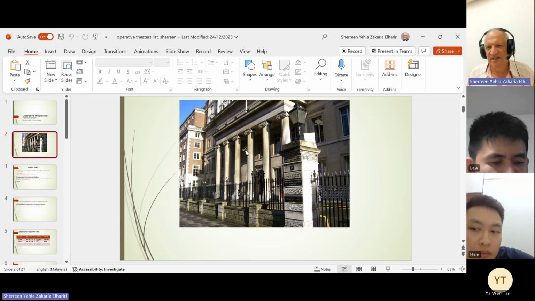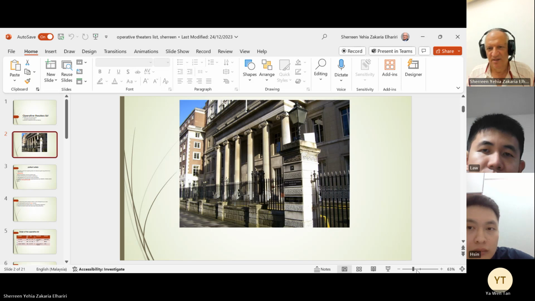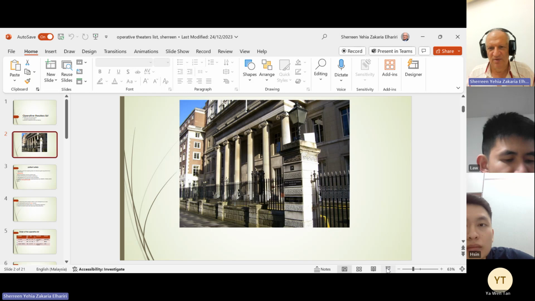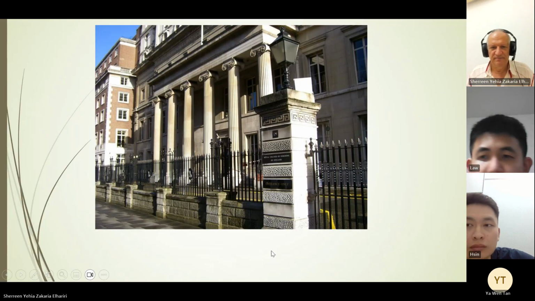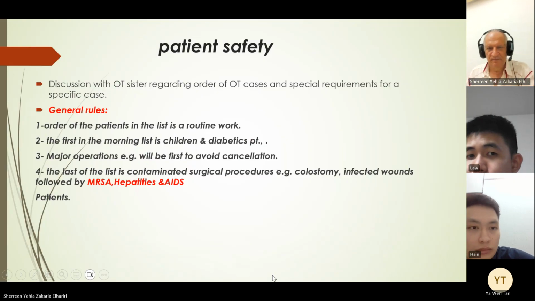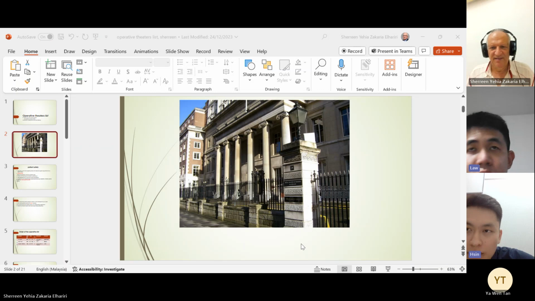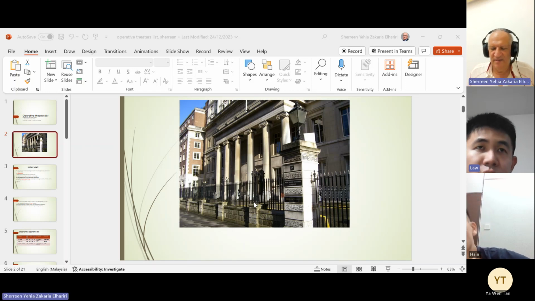Does anyone know the principle for making an operative list? You see the building, you see the slides or not? When you make the operative list, what are you looking for? You check the patient's pre-morbid first. For example, if the patient has diabetes or requires insulin therapy, then you may need to put the patient as a priority first because they are prone to hypoglycemia.